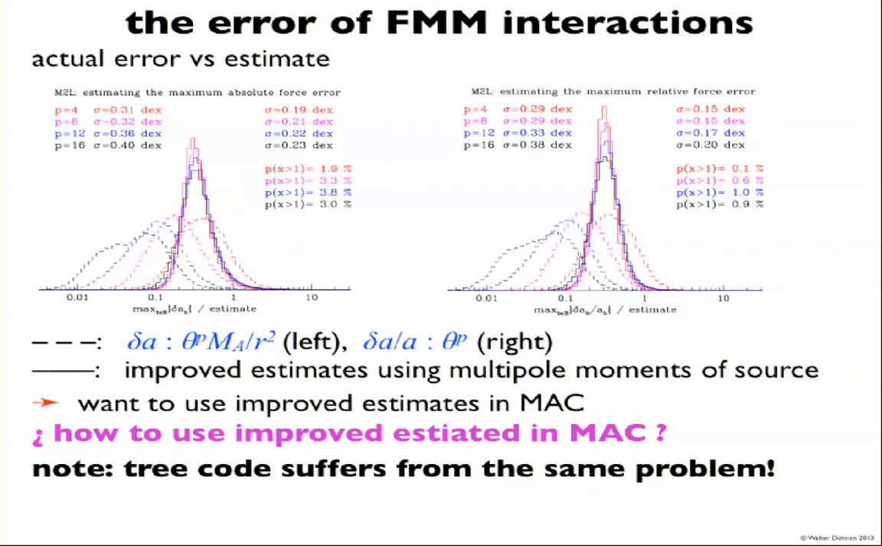So the idea is to use this more accurate error estimate in your multipole acceptance criterion. But I'm not quite sure how to do that, because as I said, you don't want a relative error, you want something else to control. It's not completely clear how you do this. The tree code, of course, suffers exactly from the same problem. And I bet there's at least a factor of a few to gain here to obtain the same accuracy. And I think we should harness this factor.